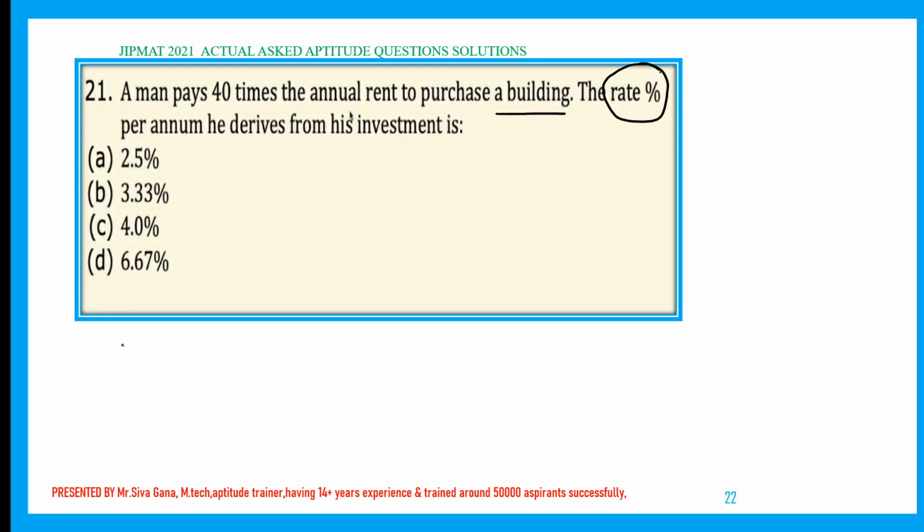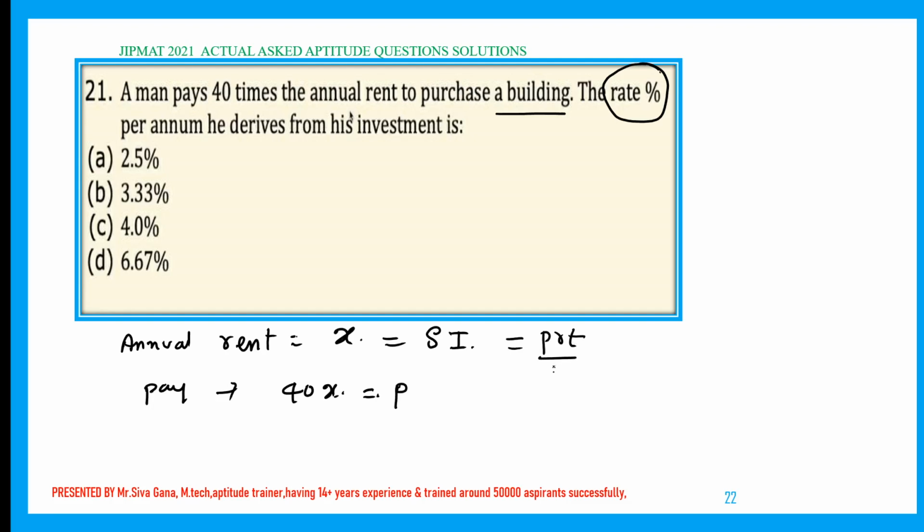Let us say annual rent is a, or let us say a beautiful variable x. Now how much is he paying? 40x, 40 times of annual rent. If we take this one as simple interest per year, this will be the principal. That's it, right? So SI is equal to PRT by 100. That is what I'm applying. PRT by 100.